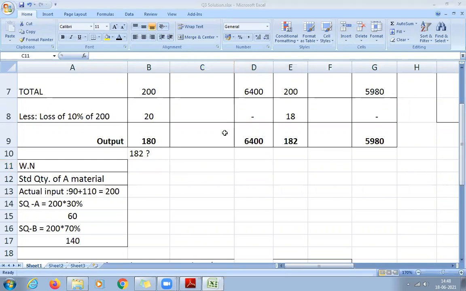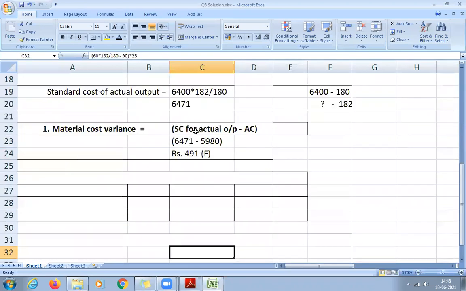It is not because it is more or less. Whenever my output is different for actual and standard, then I have to do this. That means I should have the same benchmark whenever I'm doing a variance calculation. If the benchmark is different, obviously your variance will be more. That is why you have to do the adjustment. The formula itself says it should be standard cost for actual output.